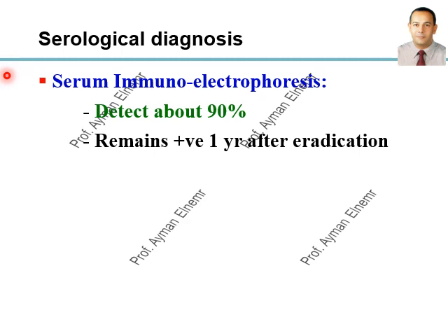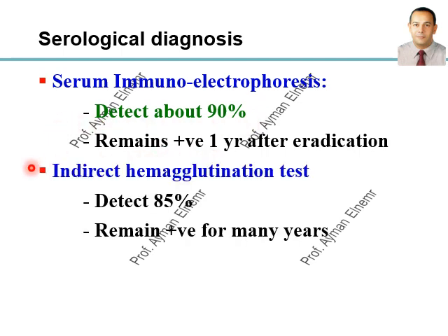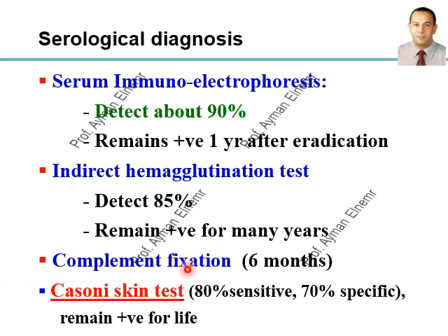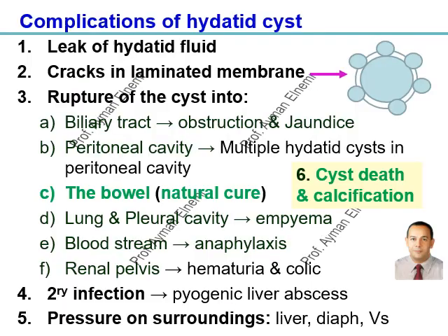Serological diagnosis can be performed by many tests. The serum immunoelectrophoresis detects about 90% of the cases, but remains positive 1 year after eradication of the disease. Indirect hemagglutination test detects about 85% of cases and remains positive for many years. The complement fixation test remains positive for 6 months. The older intradermal test of Casoni is obsolete now because the results remain positive for life.